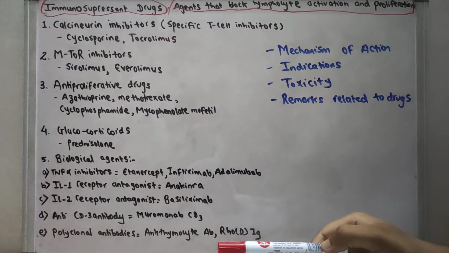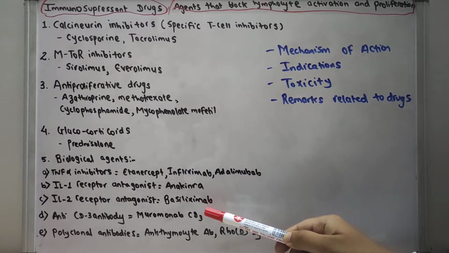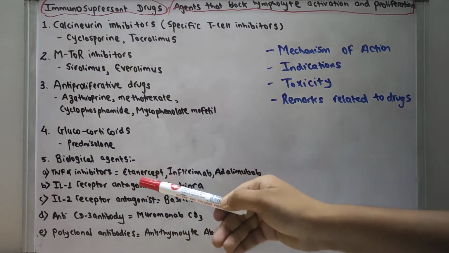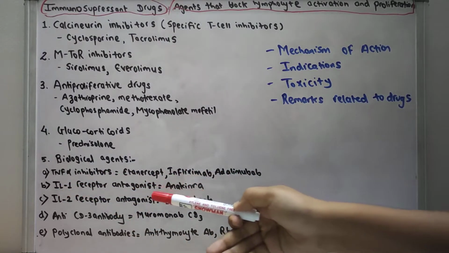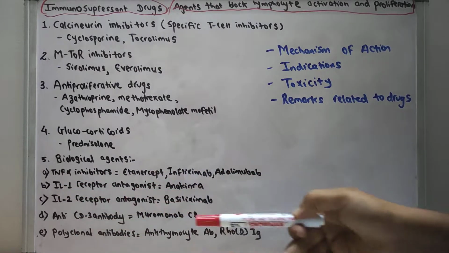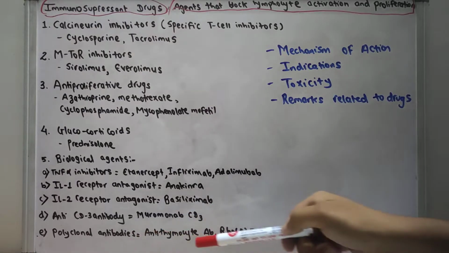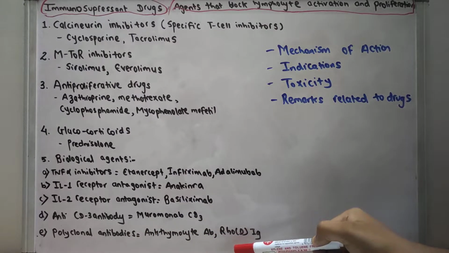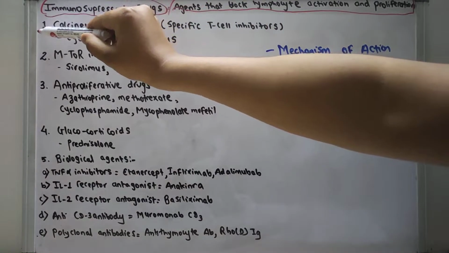There are various biological agents, but today we are going to discuss only the interleukin 2 receptor antagonist basiliximab. The other biological agents are the tumor necrosis factor alpha inhibitors etanercept, infliximab, and adalimumab; the interleukin 1 receptor antagonist anakinra; the anti-CD3 antibody muromonab-CD3; the polyclonal antibodies antithymocyte antibody; and Rh D immunoglobulin. We are going to discuss their mechanism of action, their indication, their toxicity, and the remarks related to the drugs.